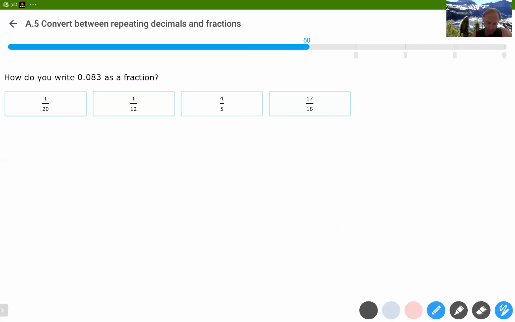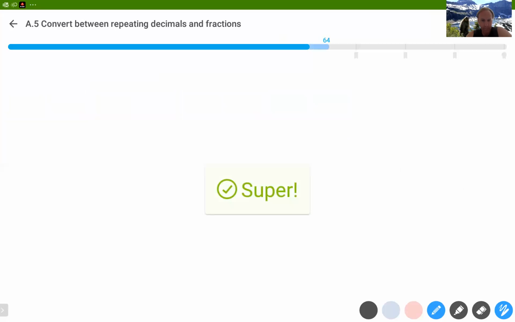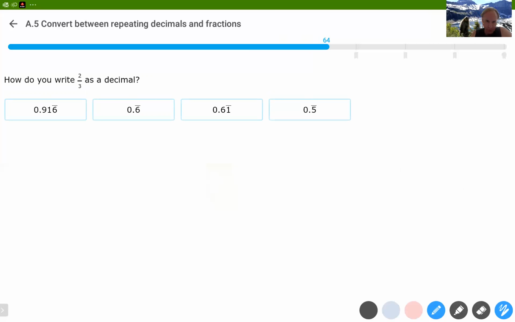Okay, so 0.83 repeating is my 5/6. It's one of those that I memorize. Now this happens to be with the decimal moved over one more place. So I multiply that by 1/10, simplify, sorry, and we get 1 over 12. Two-thirds is 0.6 repeating.